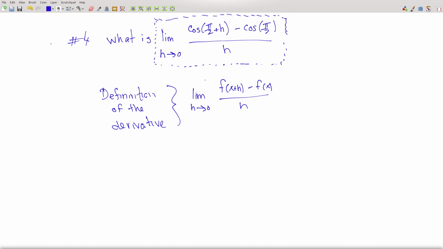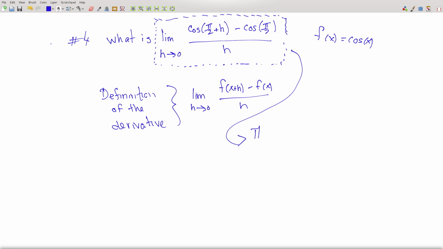First of all, what is f of x? Well, in this problem, f of x is actually the cosine of x. So that's showing us that what's going on here involves the derivative of the cosine function. A student who is very observant will also notice that instead of x's we have a pi over 2. So what we really have here is the definition of the derivative of the cosine of x evaluated at pi over 2. I'll write that right here.